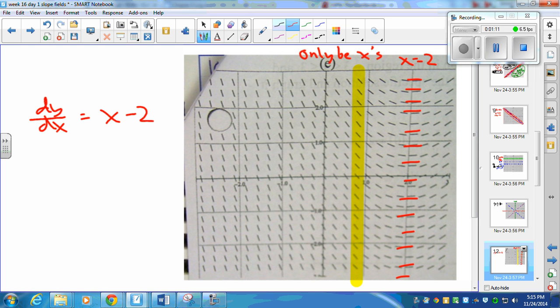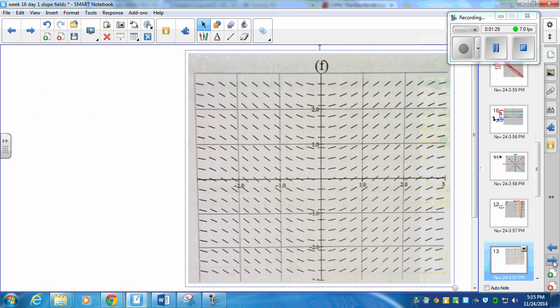Only x's. When you plug in 2, what do you get? Everywhere when you plug in 2, the slope is 0. Well, when you do that, 2 minus 2, the slope is 0. Okay, so I like that for that one. Again, look for more details if you want to confirm it. Okay. This one here, all right. Very interesting. I'm going to try this with you guys.